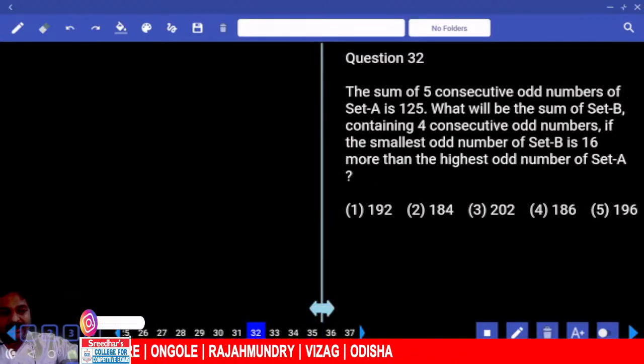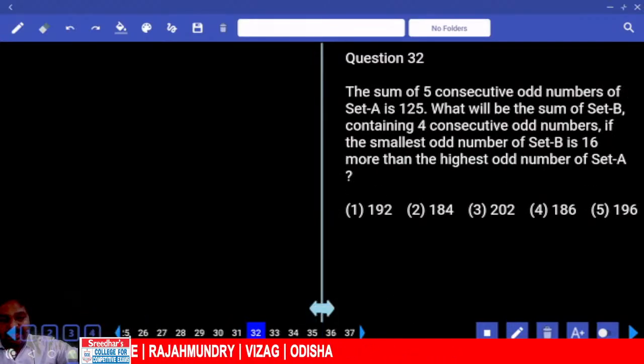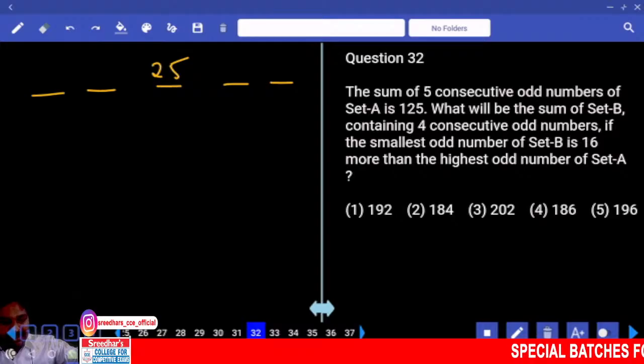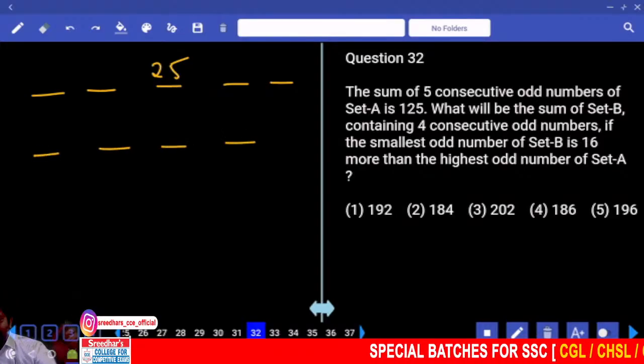Sum of 5 consecutive odd numbers of set A is 125. 1, 2, 3, 4, 5. Average is 25, which is the middle number. Sum is 125, average 25. What will be the sum of set B, containing 4 consecutive odd numbers, 1, 2, 3, 4?